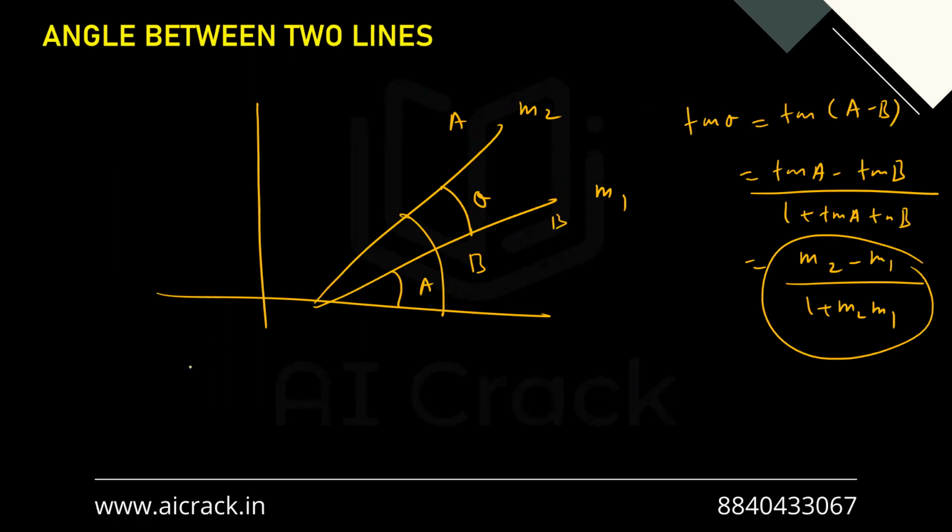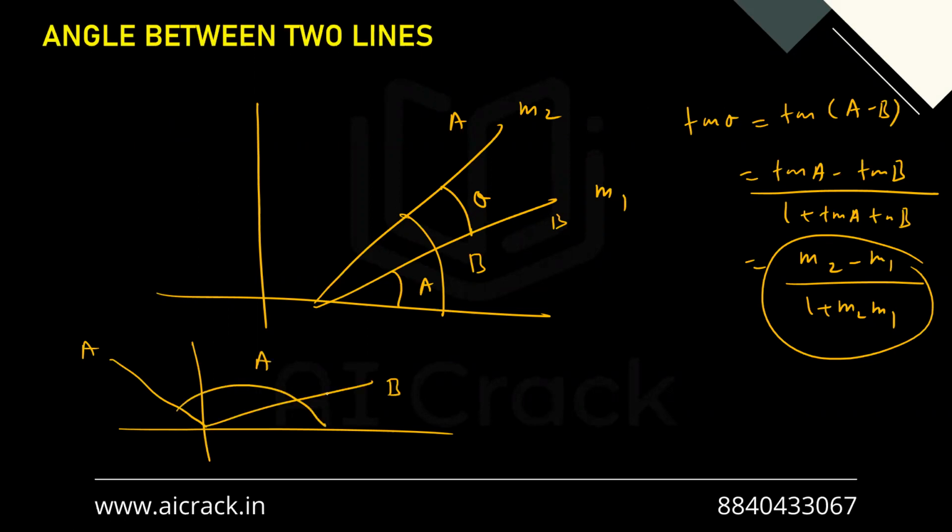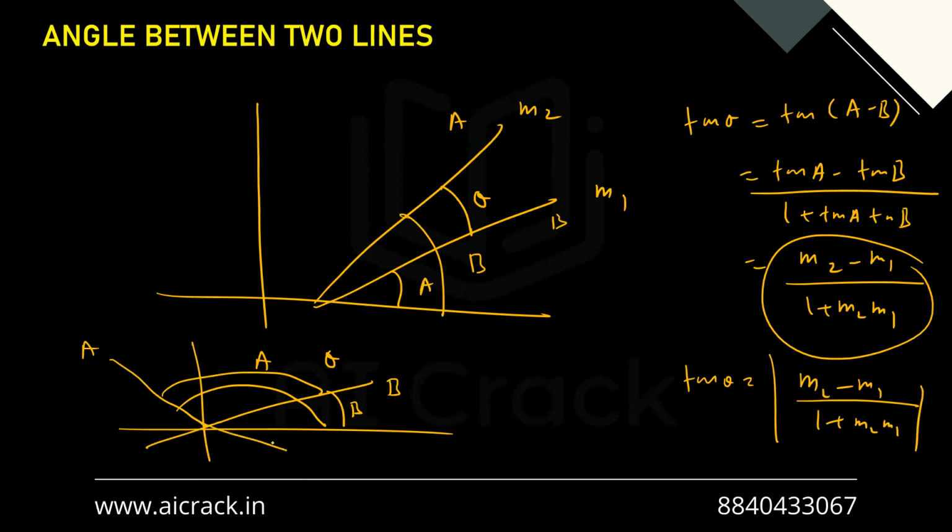But we can have the case where, let's say this is our line A and this is our line B, and this angle is A and this angle is B. Over here we can clearly see that the angle theta is obtuse. In such a case, this expression would become negative. So to make it positive, to make it acute, I'll take tan theta = |(m2 - m1)/(1 + m2 m1)|, because we always have to report the acute angle. So if this theta is obtuse, we have to report pi - theta.